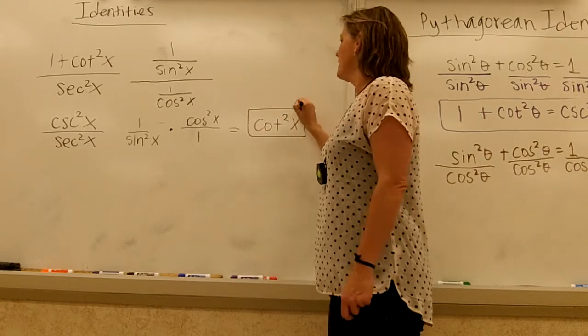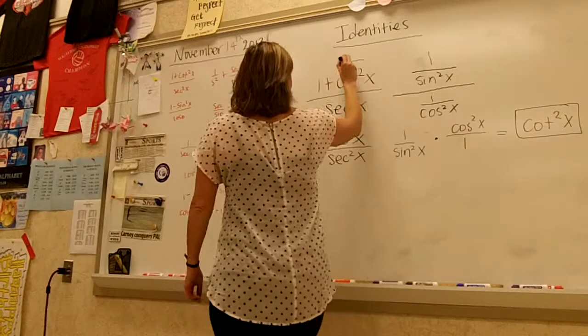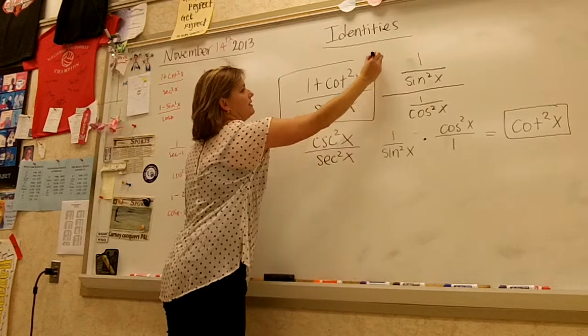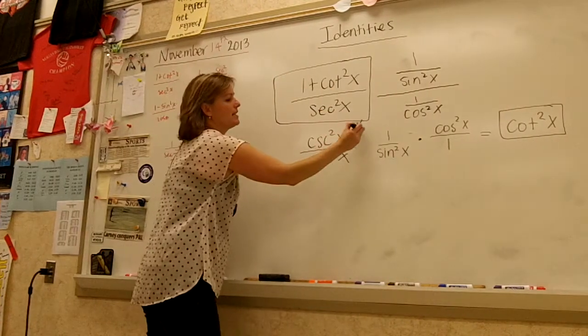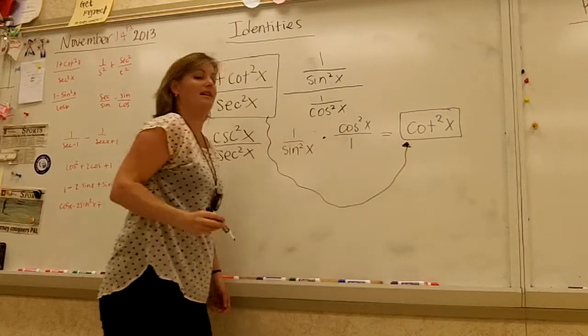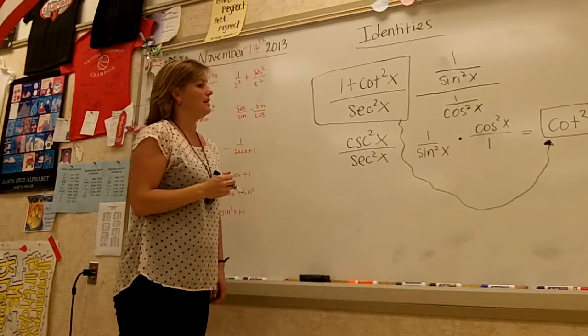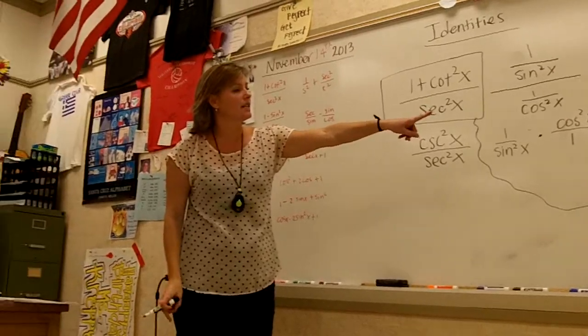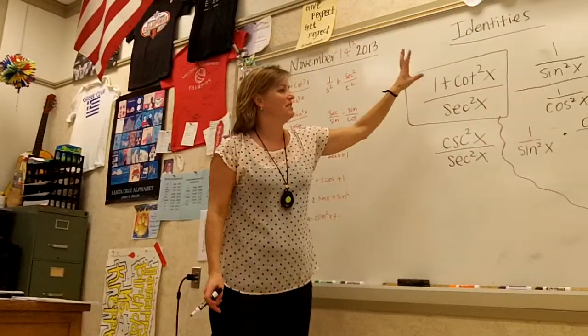I just get cosine squared over sine squared, which is equal to cotangent squared x. So all of this stuff that I had at the very beginning is really just equal to this. That's a lot easier to think about, huh? I would much rather just write cotangent squared than all of this stuff.